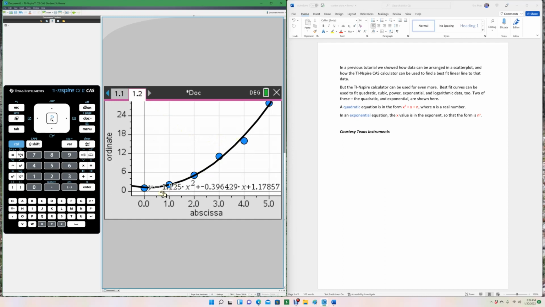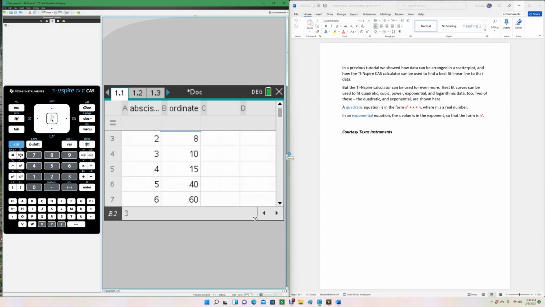And it's a little more complicated of an equation. 1.125x squared minus 0.396x plus 1.17857. That is the quadratic best fit line. And now on to our exponential equation.